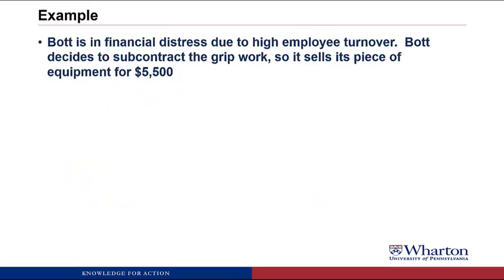Let's see how this journal entry works in our bot example. So bot is in financial distress due to high employee turnover. All those salespeople are now upset because they can't use the grip machine for their personal clubs and they're starting to leave the company. So bot decides to subcontract the grip work, which means to have basically another company do that work for them. And it's going to sell its piece of equipment for $5,500.